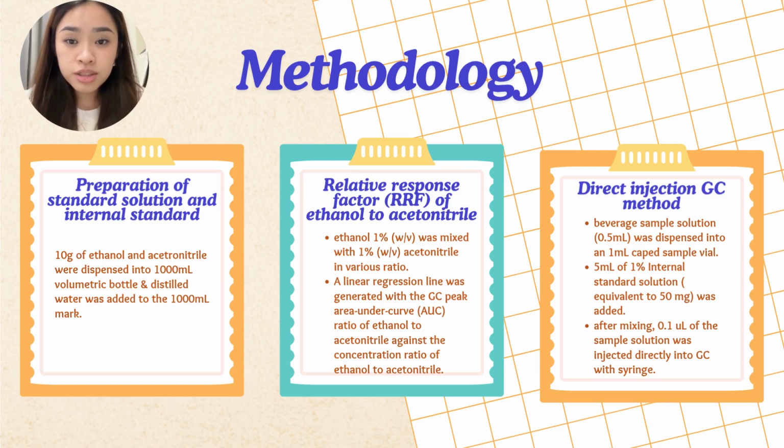Finally, we used a direct injection gas chromatography or GC method. A 0.5 ml sample solution was mixed with 1 ml of the ethanol standard and diluted to 5.0 ml. From this, 0.1 ml was injected directly into the GC for analysis.